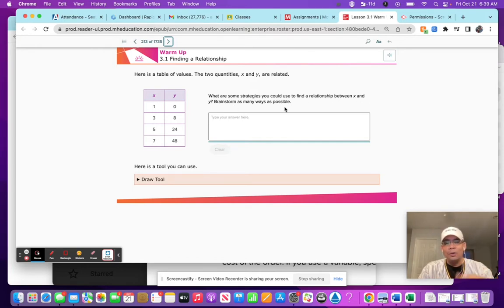What tools can you use? This may only take you like 2 minutes, so 2 or 3 minutes. So brainstorm some ideas. Once you're done, write them down and then move forward. So pause here and then play the video when you guys are ready to move forward.